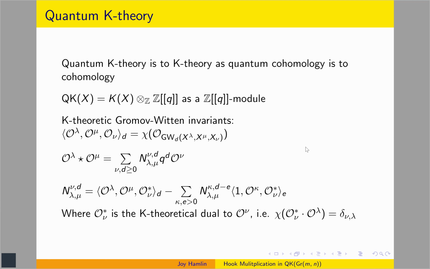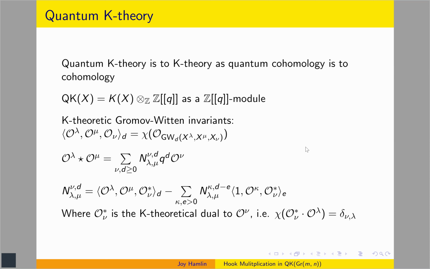We can generalize in both directions at once and get to quantum K-theory, where the relationship between quantum K-theory and K-theory is the same as the relationship between quantum cohomology and cohomology. So as a Z adjoin q module, we can tensor with the K-theory ring. This time we have power series instead of polynomials, because our K-theoretic Gromov-Witten invariants don't have to go to 0 eventually. So the degree d K-theoretic Gromov-Witten invariant is the sheaf Euler characteristic of the structure sheaf of the Gromov-Witten variety.